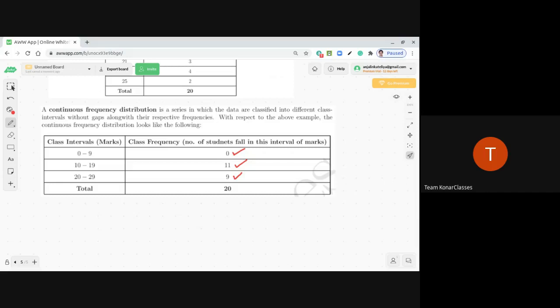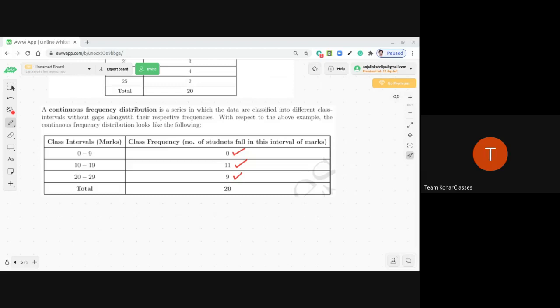Later, dear students, when we discuss limits, derivatives, continuity, we'll discuss continuity in detail as long as the word continuous is concerned. But in this context, continuous means what? 0 to 9, that is a continuity from 0 to 9, any number. 10 to 19, that is a continuity. So that is why it is called the continuous frequency distribution. Why frequency distribution? Because in the second column, if you see, the class frequency number has been mentioned, dear students.